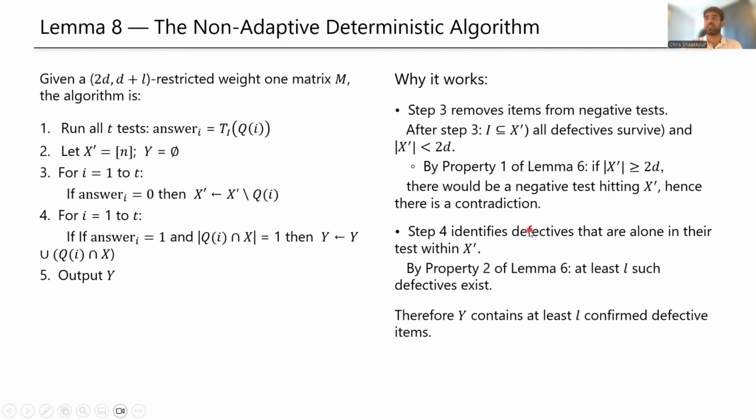And step 4 identifies the defectives that are alone in their test within X prime. So we identify tests that are unique. And by property 2 of lemma 6, at least L such defective items exist. Therefore the output Y contains at least L confirmed defective items. So we know if we run this algorithm on R equals 2D, S equals D plus L, and a restricted weight 1 matrix M, we are guaranteed that by the end of this algorithm, we have a set Y that contains at least L confirmed defective items, okay?